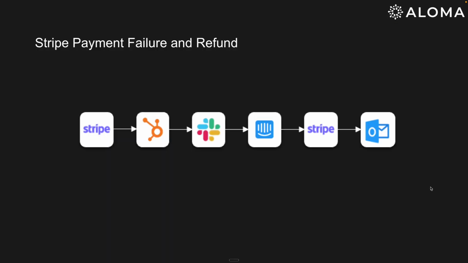We all know what workflow automation is. Something happens in one app, and we need to update data and take actions in multiple other apps. In this example here, we've got a payment that's gone bad in Stripe.